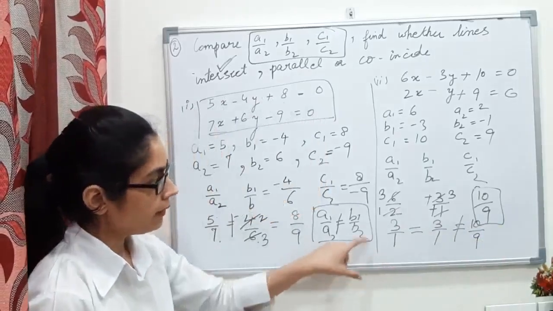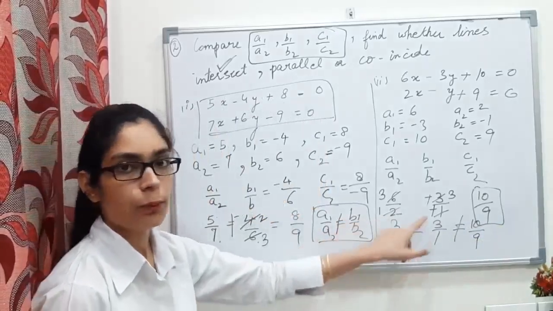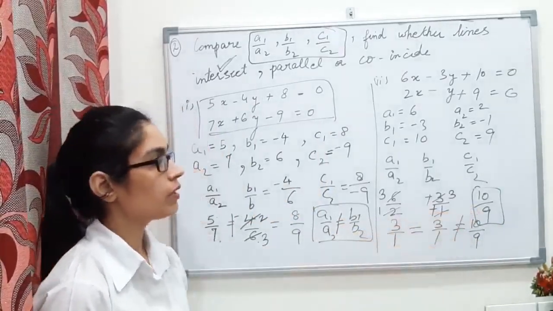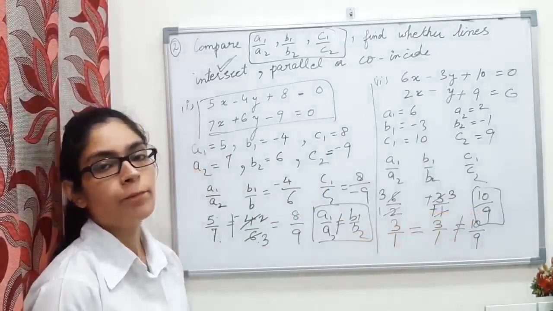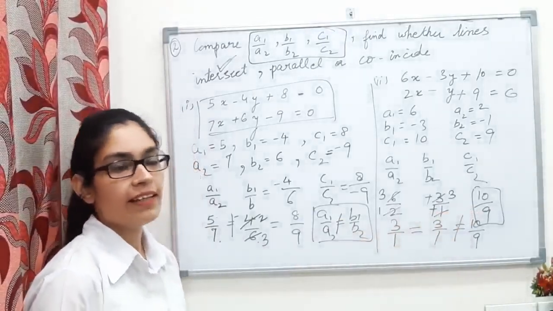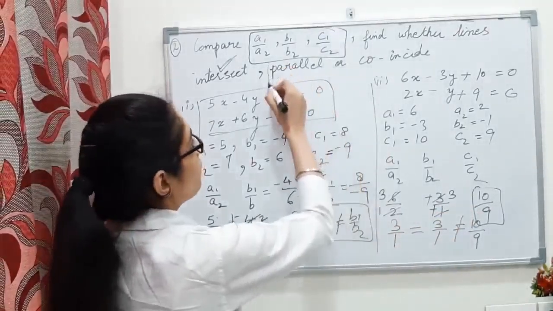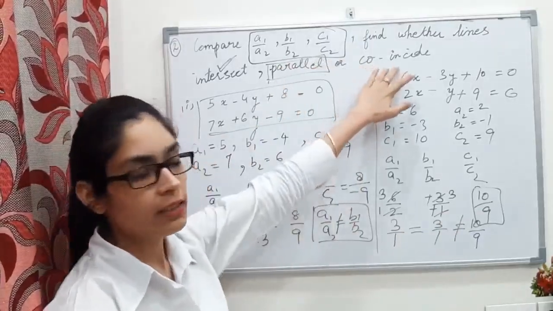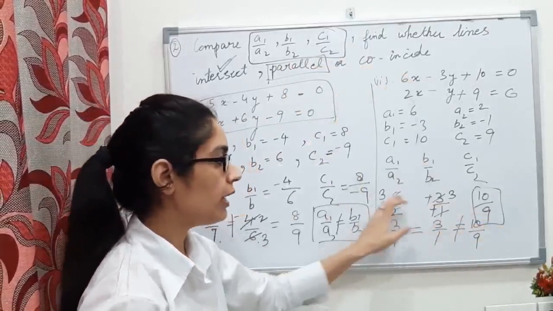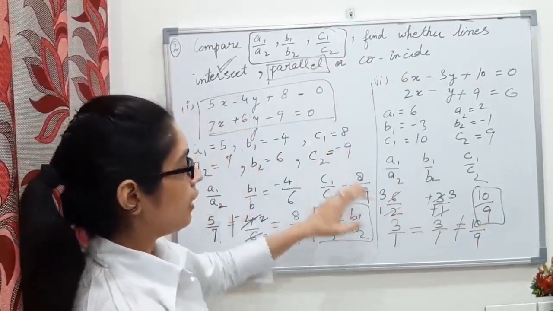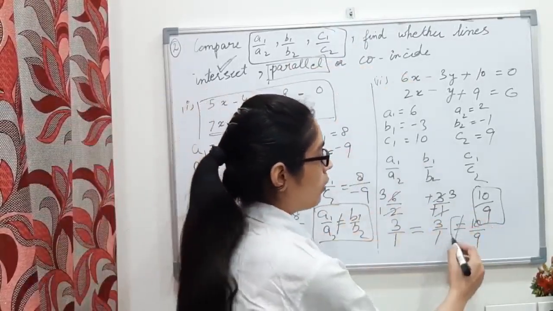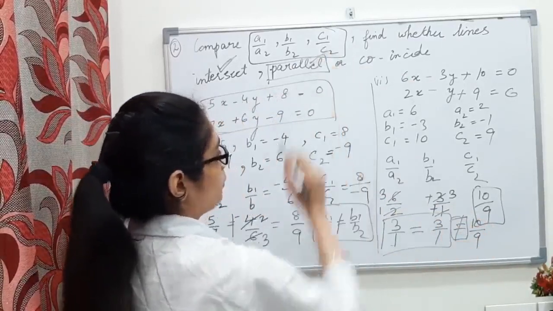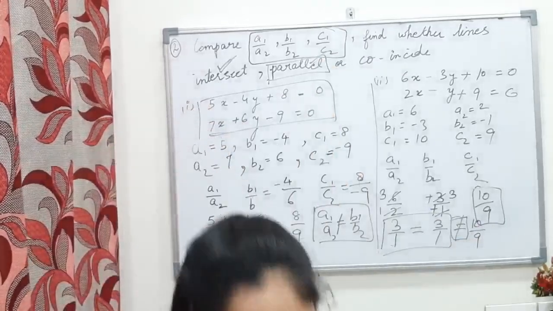So I got A1 by A2 is equal to B1 by B2 and not equal to C1 by C2. And which case is this? Yes, it is the parallel case, because when the lines coincide, all the values are the same, but now our C1 by C2 is not equal, which means these equations will be parallel to each other. And now guys, you can try the third one.